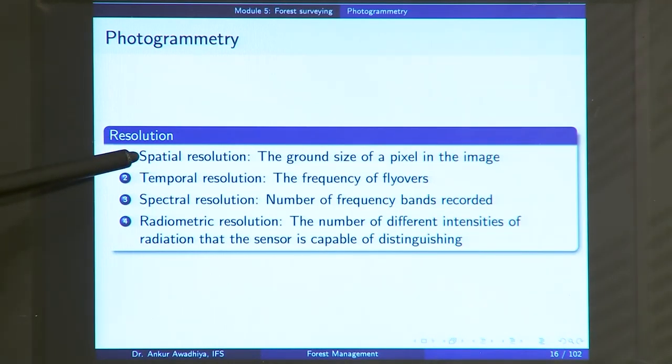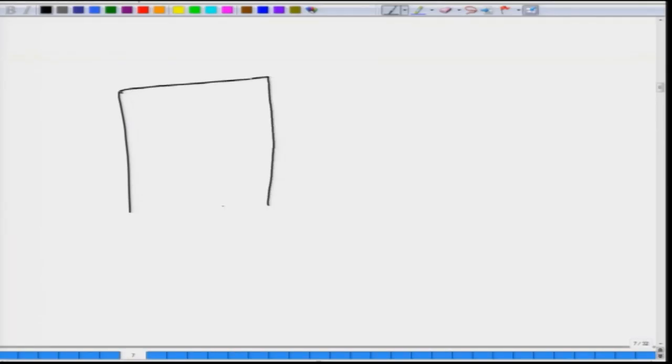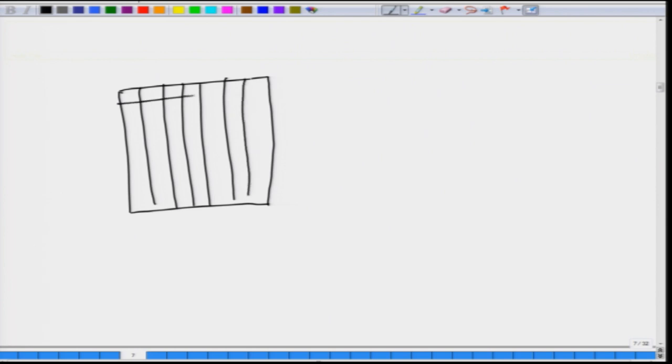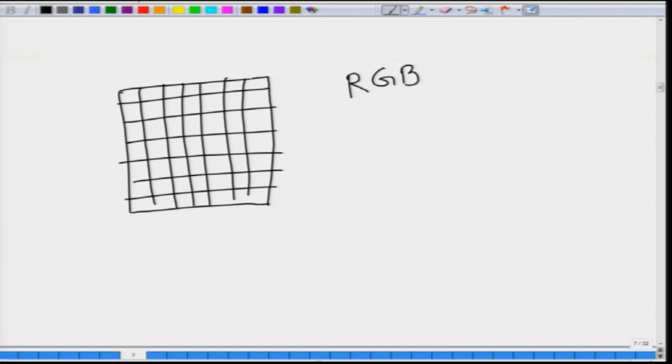One is the spatial resolution, or the ground size of a pixel in the image. So, when we were talking about the scale of a photograph, every photograph is made up of pixels. So, in the case of every photograph, you will have the R, G and B pixels if you are talking about a true color image. So, let us look at the R pixels. Now when we have a spot of pixel at this location, how much does this much size correspond to on the ground? So, that gives you an idea of the spatial resolution.